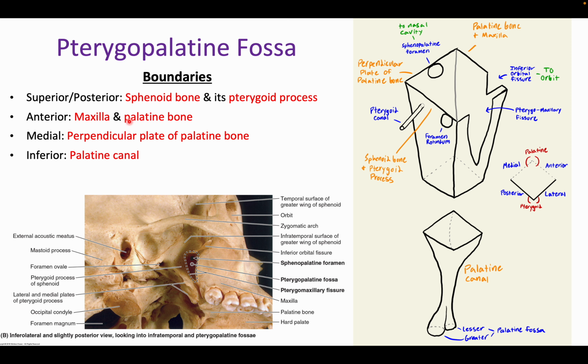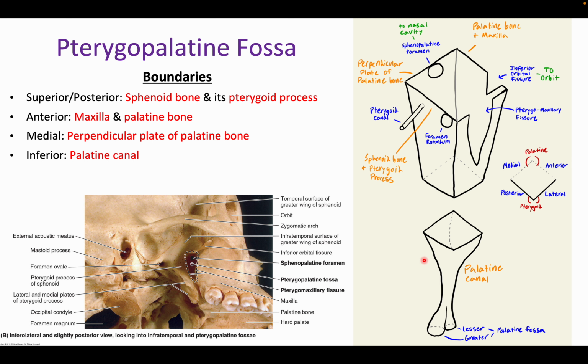And so you can see here, I've tried to identify our anterior border, so palatine and maxilla bone. Superior and posterior is back here, which will be our sphenoid bone and pterygoid process, which is also going to be the superior border. Medially, over here, we're going to have the perpendicular plate of the palatine bone, and then laterally, that's where we entered, so that's our pterygomaxillary fissure. Inferiorly, we're going to have the palatine canal.